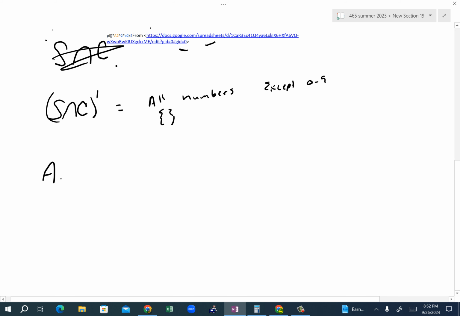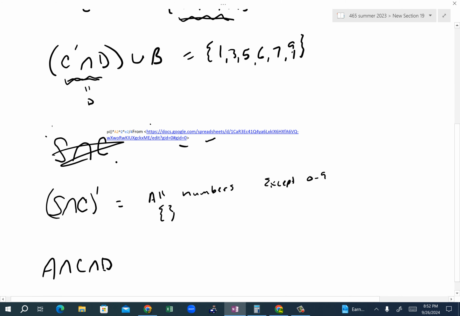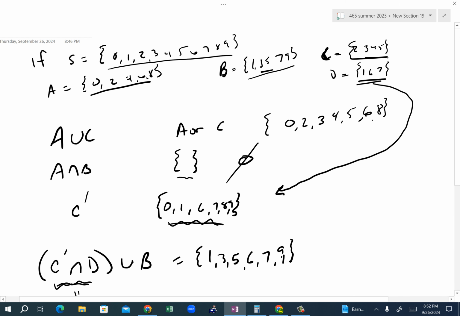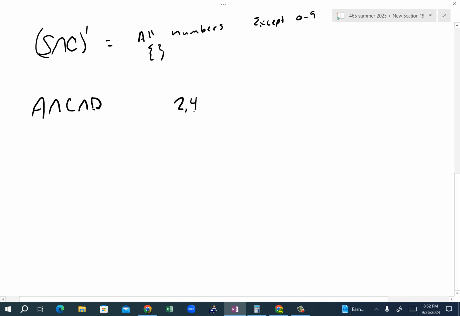A intersect C intersect D. Okay, this one here I'm going to look up here and let's write them down. So there's A, C, and D. A and C and D. Well, if you look at this, where do those intersect? Well, where does A intersect with C? Well, 2 and 4. So I'm going to write that down, 2 and 4.